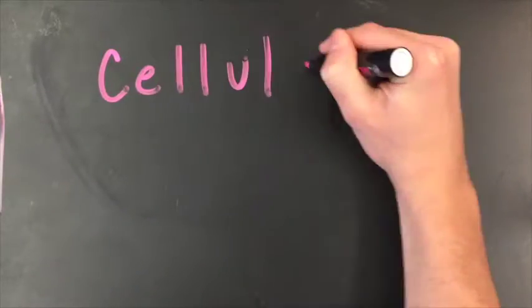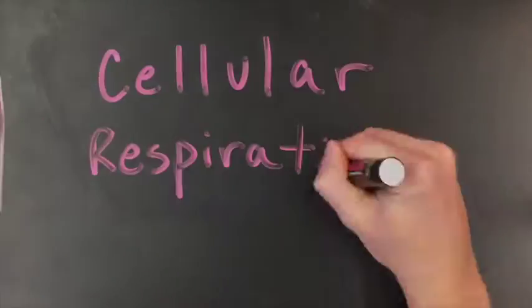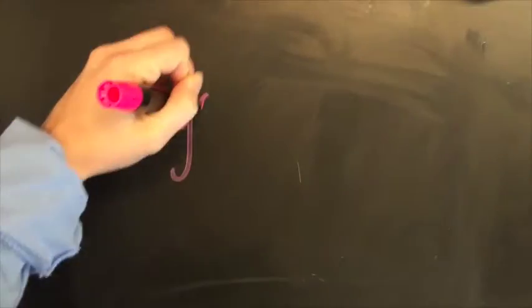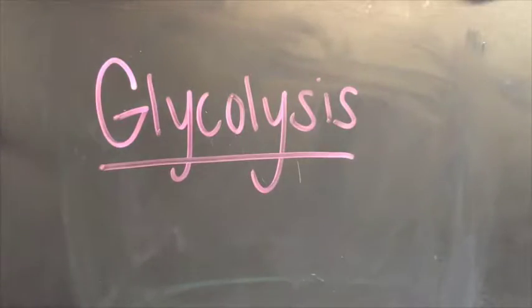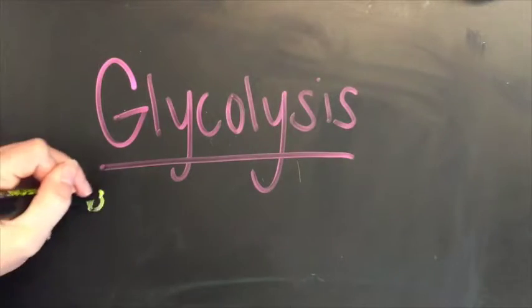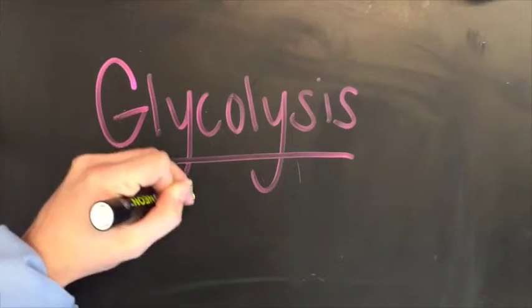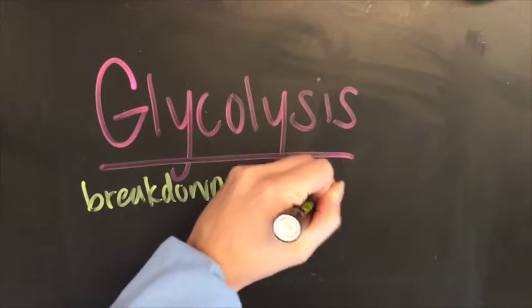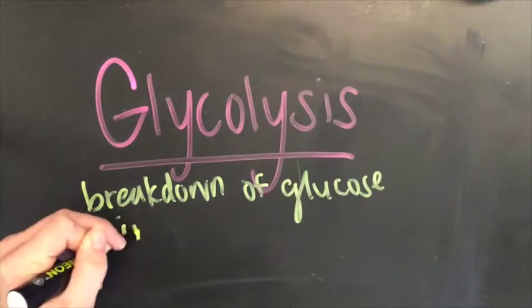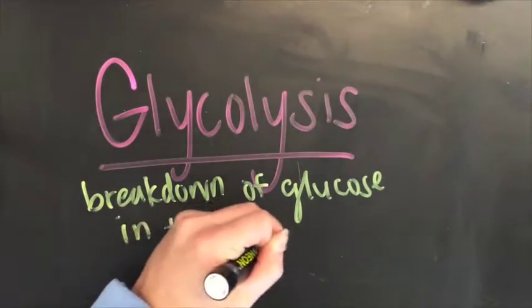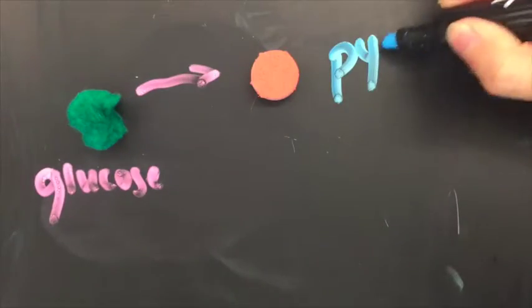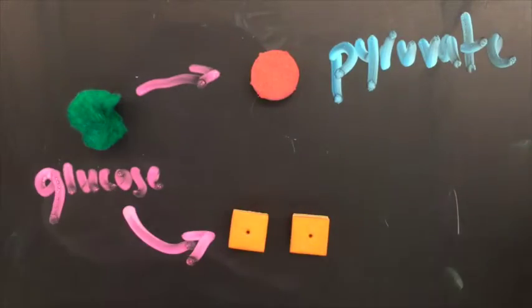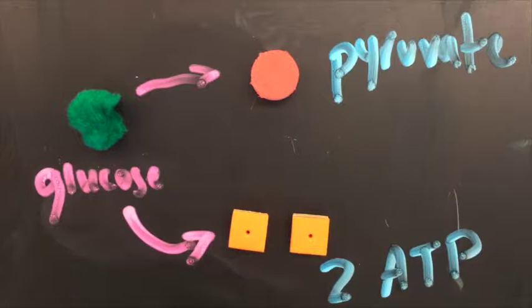Today we are going to talk about cellular respiration. The first step of cellular respiration is glycolysis, which is the breakdown of glucose in the cytoplasm of the cell. This step occurs in the cytoplasm because it is an anaerobic reaction, therefore it does not need oxygen. The remaining steps are aerobic, as they require oxygen and occur in the mitochondria. As a general overview, you can see that glucose will eventually be broken down into pyruvate and ATP.